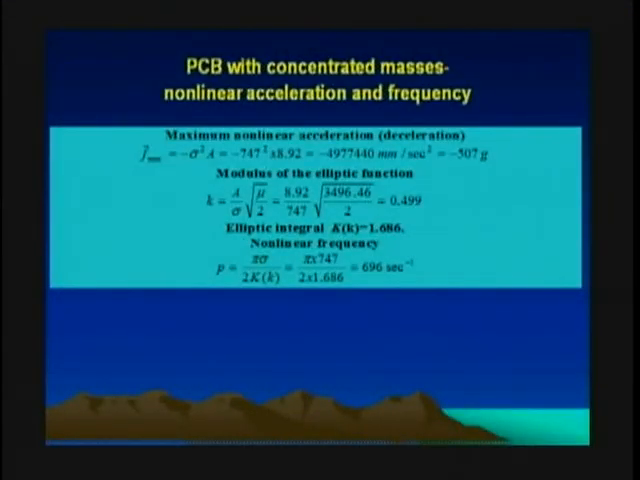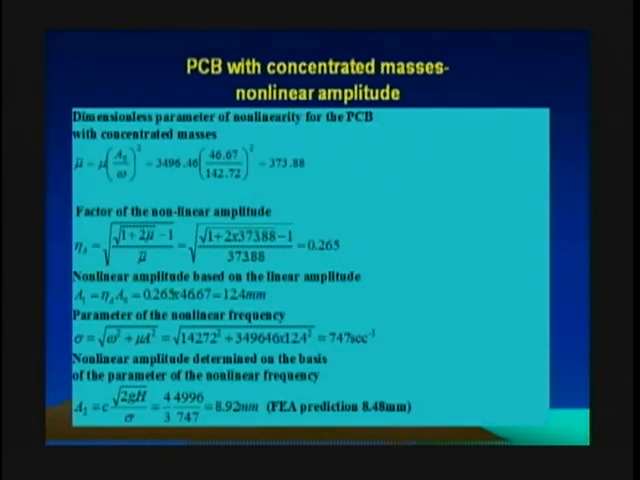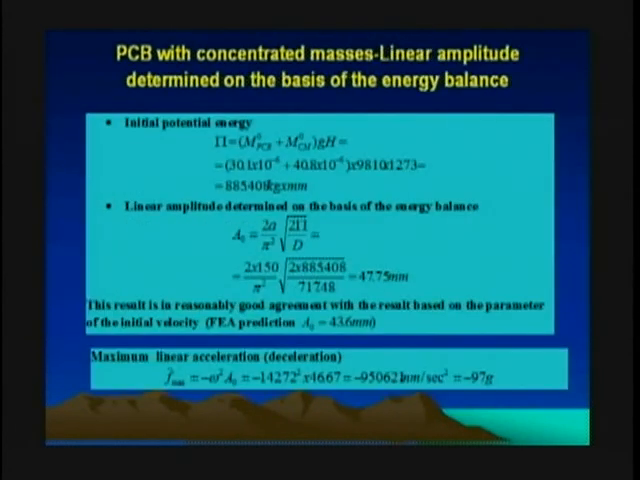A maximum nonlinear acceleration for the nonlinear acceleration of frequency. By the way, take a look. Here, the nonlinear frequency is 696. And the parameter of nonlinear frequency is 747. Not that bad, because the linear frequency was only 142, right? Let me take a look what it was. If it was before, right, 142.72.